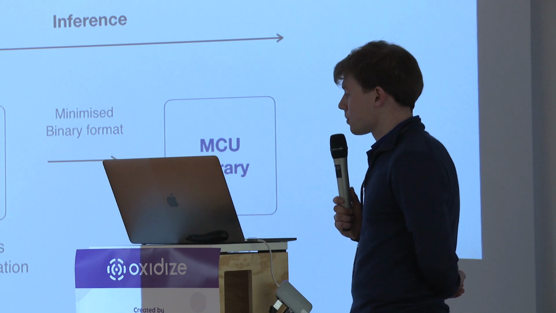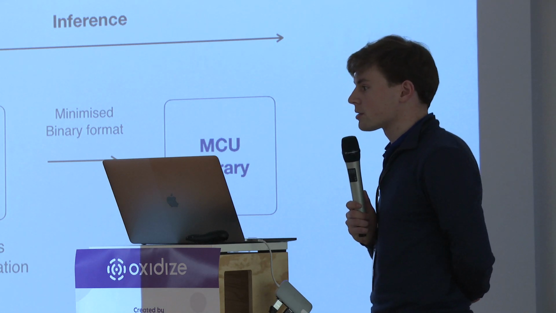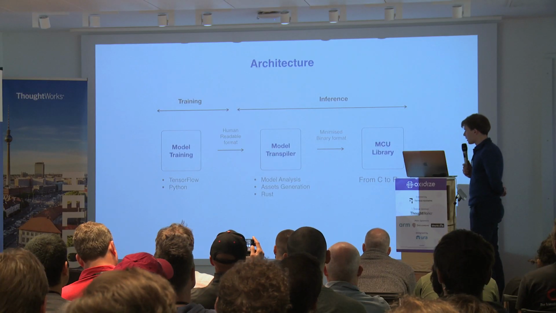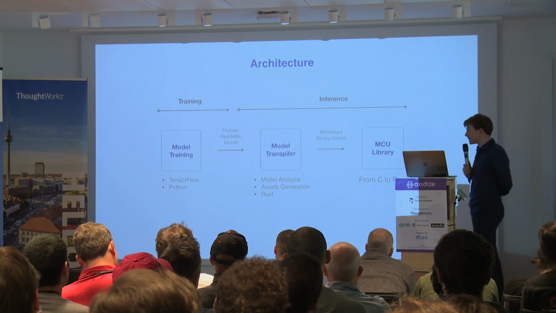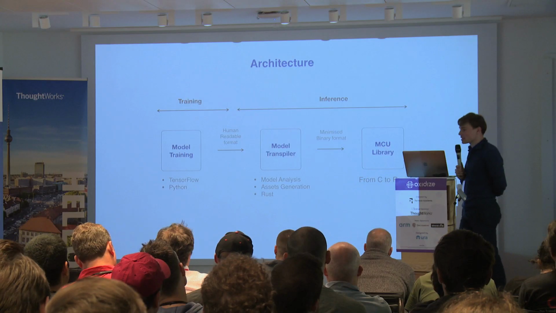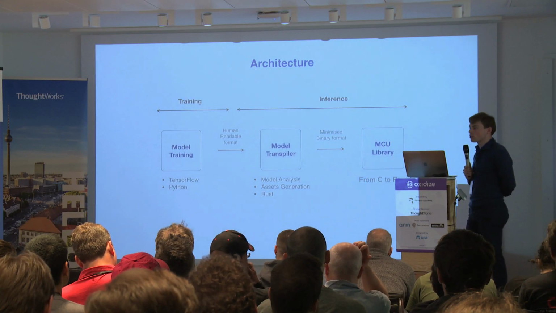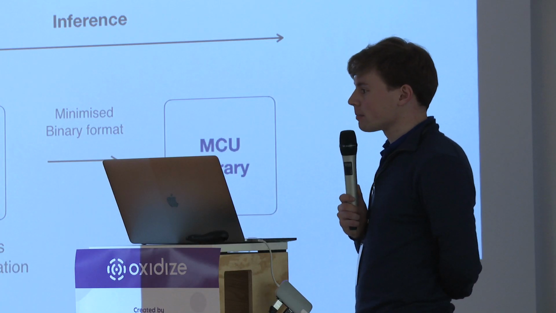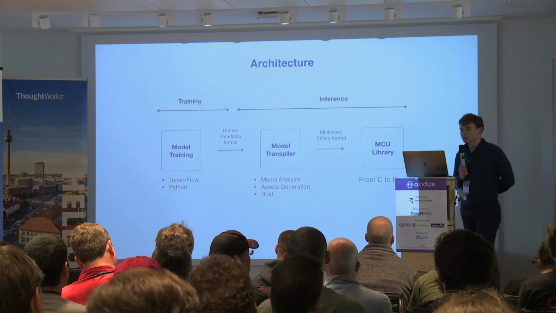The whole model transpiler is written in Rust, because the company writes most of its software in Rust with the standard library, so it's not embedded. And for the MCU library, we started with a C code base because we started more than 1 year ago. And now we are migrating piece by piece to Rust.